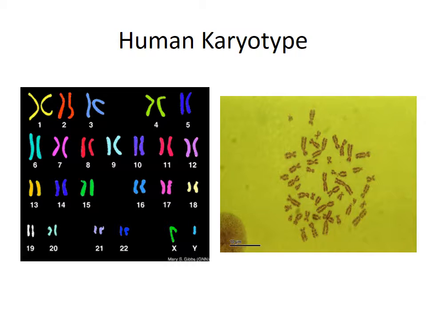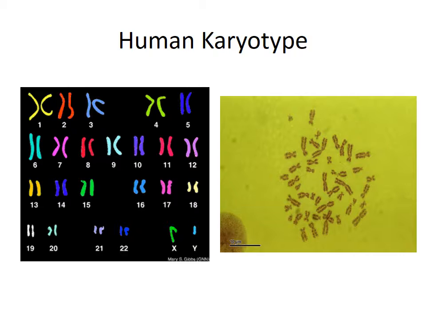Okay. Here is a picture of all of the chromosomes in a human. We have 46 chromosomes, and this is what we call a human karyotype. You can see this is the karyotype from a male. How do I know it's a male? Because they have X and Y chromosomes. If this was a female, there'd be two X chromosomes here.